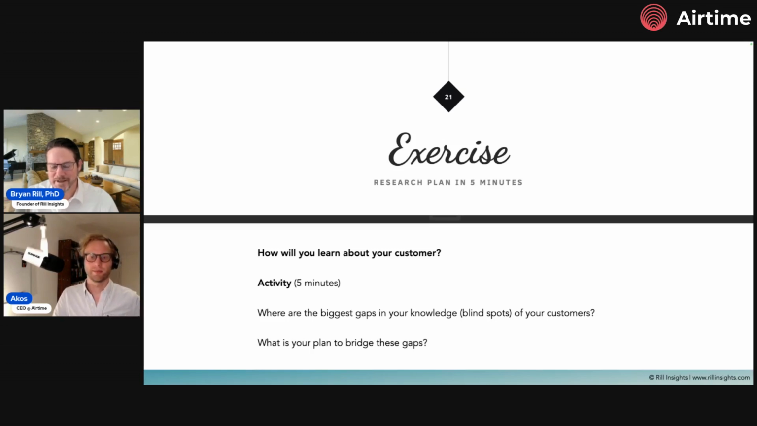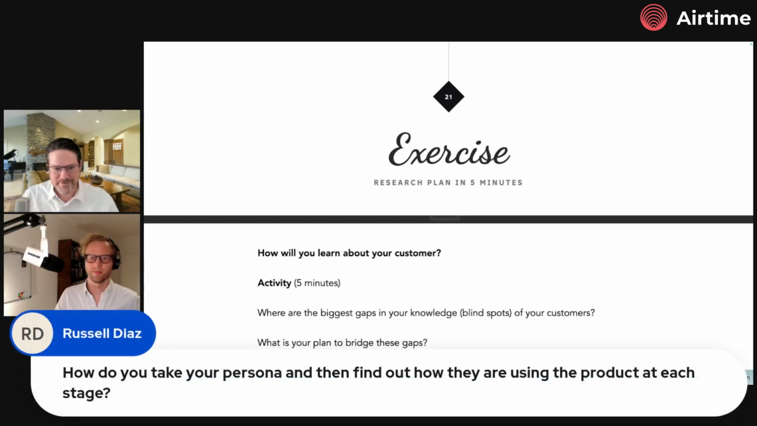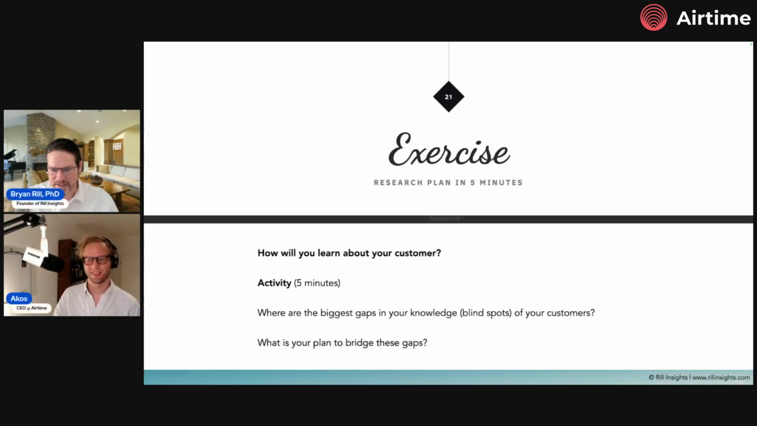I'm looking at the comments here, and these are some great questions. Russell puts, I need to know what's going on at different stages of product use. Russell, we are going to address that in multiple of the sessions. How do you take your persona and then find out they're using the product at each stage? Ooh, good question.